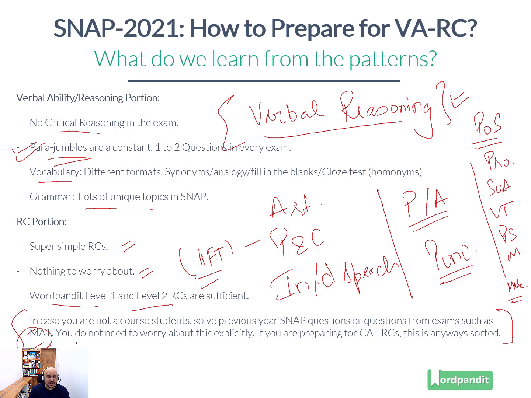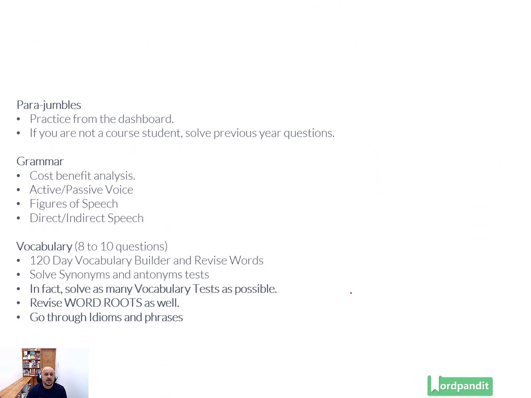And in fact, my advice to you is don't worry explicitly about these RCs. If you are preparing for CAT RCs, right? CAT, XAT, IIFT even, you're pretty much sorted for SNAP. So you don't need explicit practice for RCs for SNAP. So that's something that you can skip out, right? So that's one portion that you can probably save a little bit of time, and you can invest that time in grammar and vocabulary, right? So that's where additional work or input is needed. So that's something that you can do.